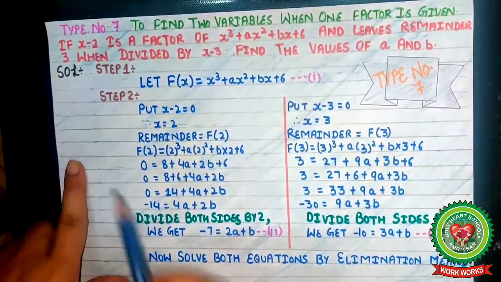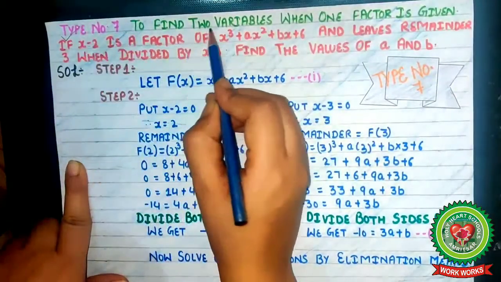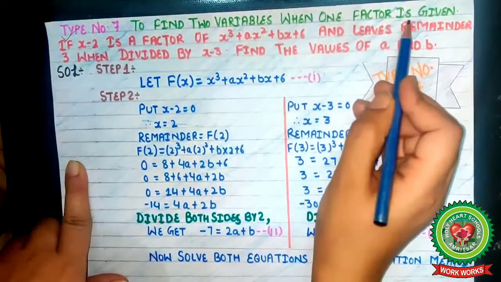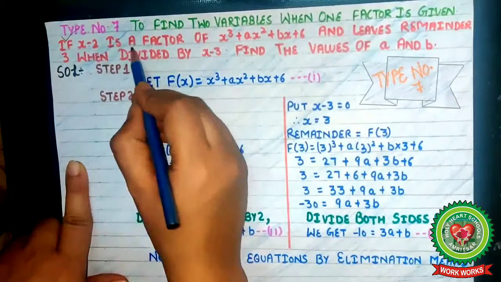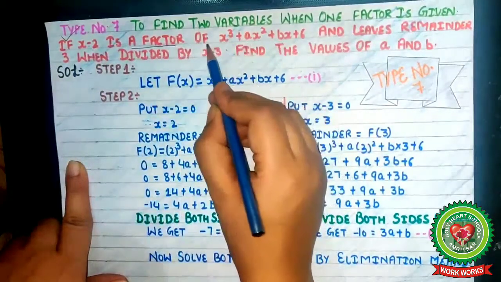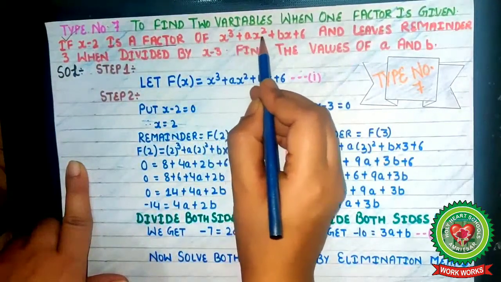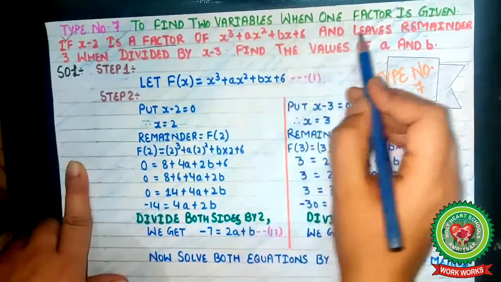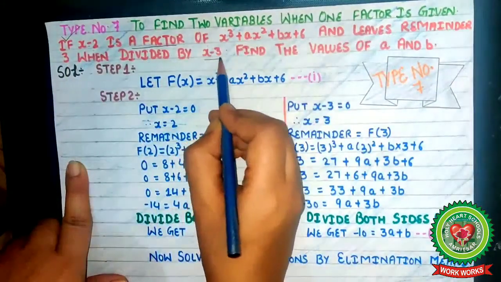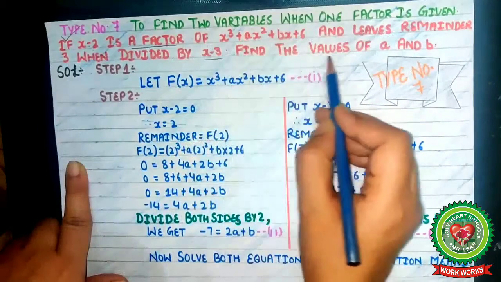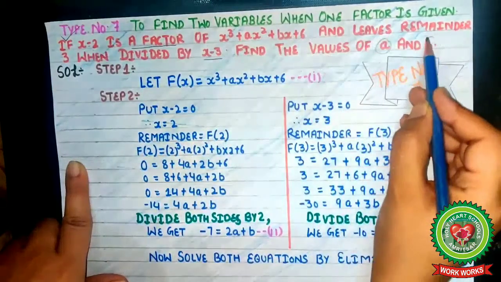Now, let's start with type number 7, that is to find two variables when one factor is given. The statement is: if x minus 2 is a factor of x cube plus ax square plus bx plus 6 and leaves remainder 3 when divided by x minus 3, then find the values of a and b.